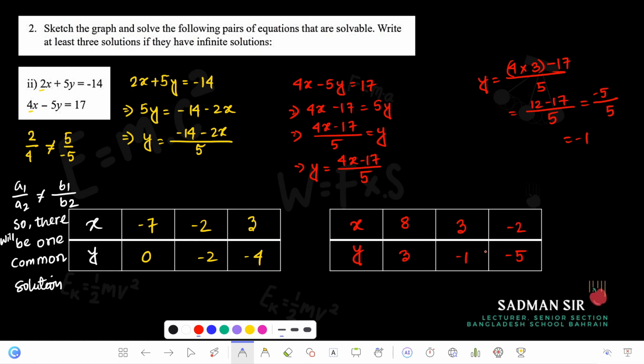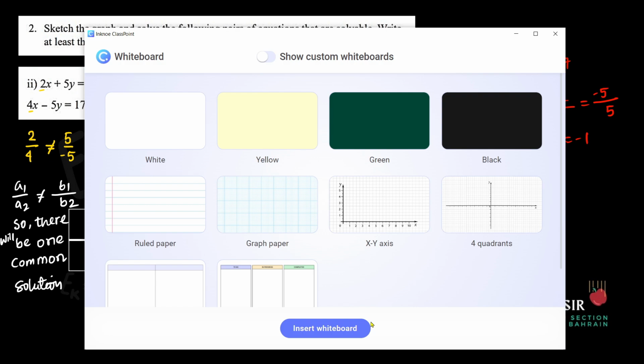There is a shortcut method. Using the calculator, the table can be obtained very easily. In a separate video, inshallah, I will show you how to do that. That will reduce your work a lot. Now it's time to plot the points in the graph. So let us take a graph paper again.